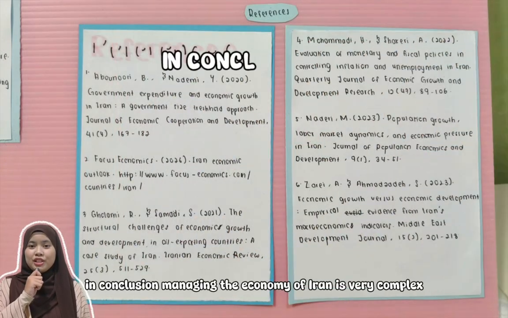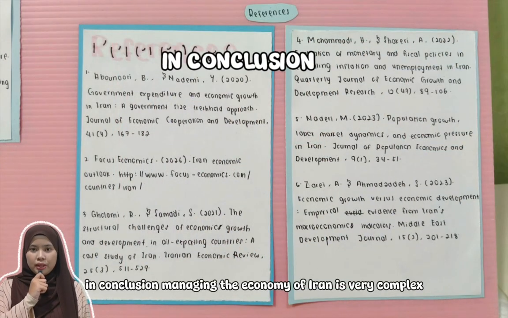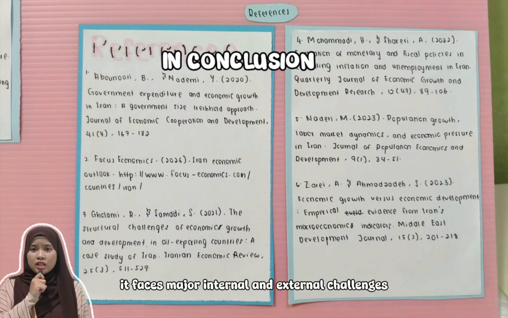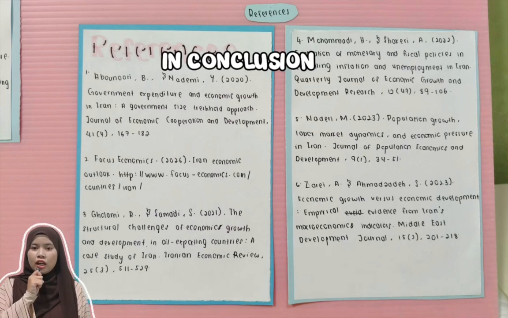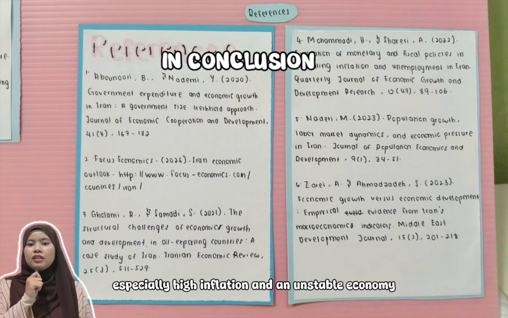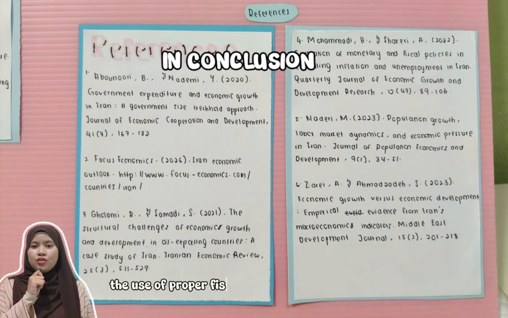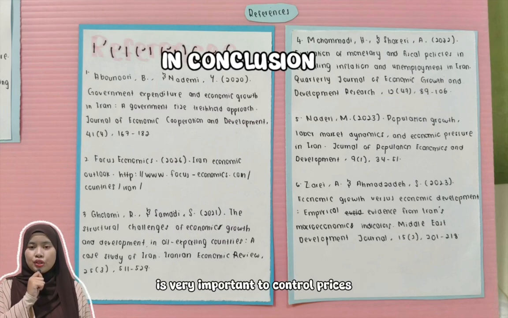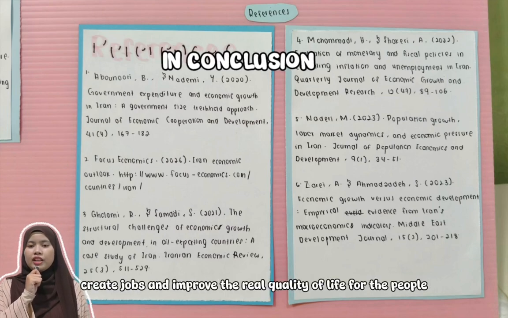In conclusion, managing the economy of Iran is very complex. While the country can achieve economic growth, it faces major internal and external challenges, especially high inflation and an unstable economy. The use of proper fiscal policy and monetary policy is very important to control prices, create jobs, and improve the real quality of life for the people.